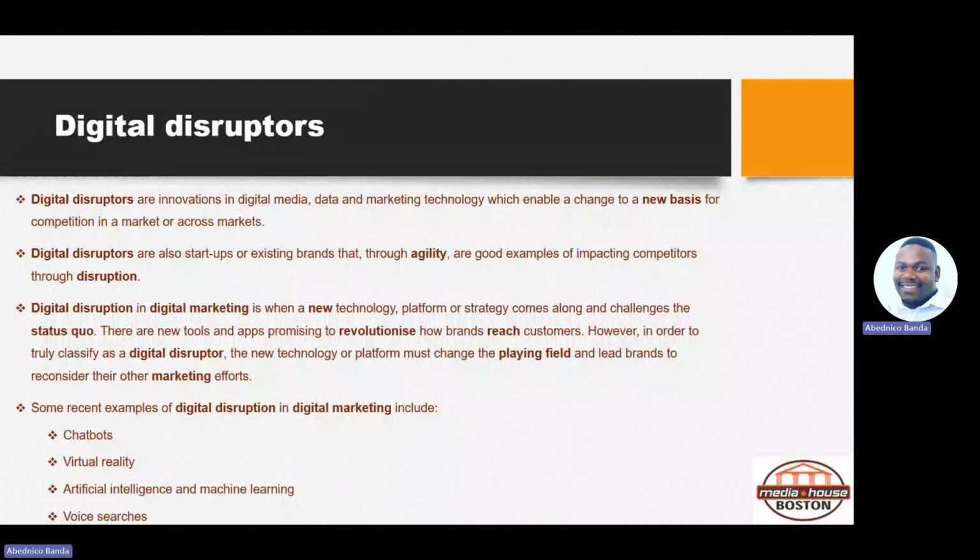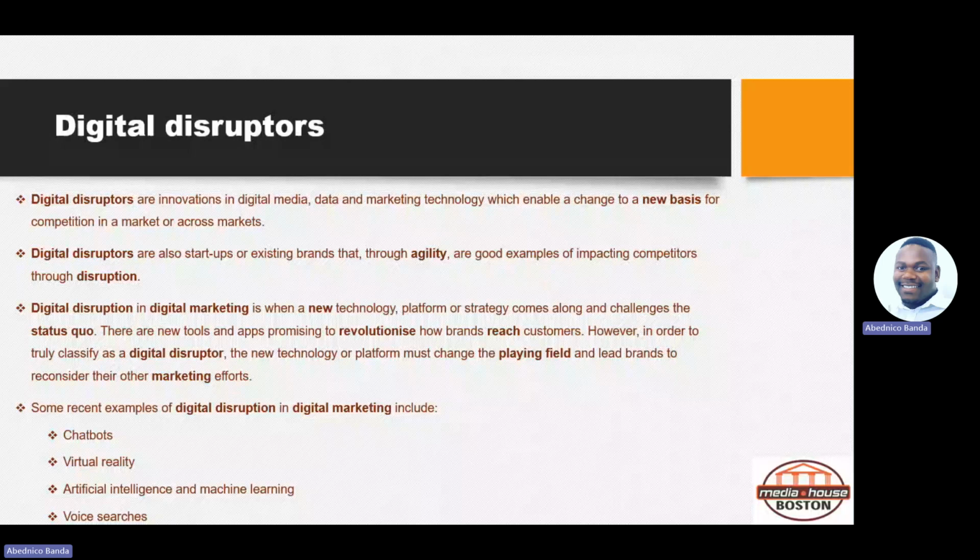Digital disruption in digital marketing is when a new technology, platform, or strategy comes along and challenges the status quo. There are new tools and applications promising to revolutionize how brands reach customers. However, in order to be truly classified as a digital disruptor, the new technology or platform must change the playing field and lead brands to reconsider their other digital marketing efforts. So some recent examples of digital disruption in digital marketing include the use of chatbots.